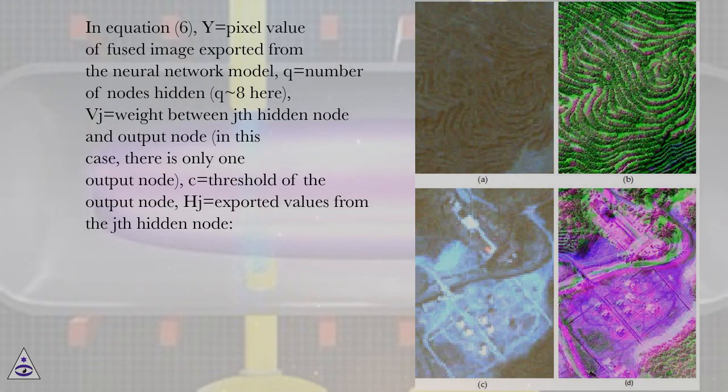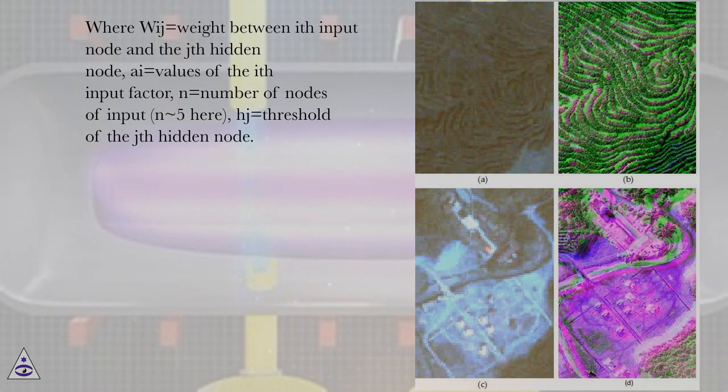In equation 6, y equals the pixel value of the fused image exported from the neural network model, q equals the number of hidden nodes, q = 8 here, v_j equals the weight between the jth hidden node and the output node. In this case, there is only one output node, c equals the threshold of the output node, h_j equals the exported values from the jth hidden node, where w_ij equals the weight between the ith input node and the jth hidden node, I_i equals the values of the ith input factor, n equals the number of input nodes, n = 5 here, and θ_j equals the threshold of the jth hidden node.